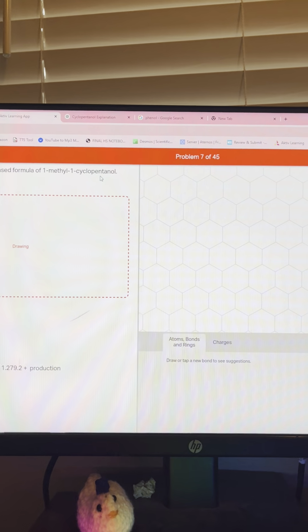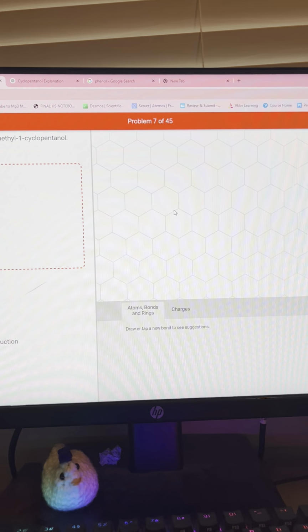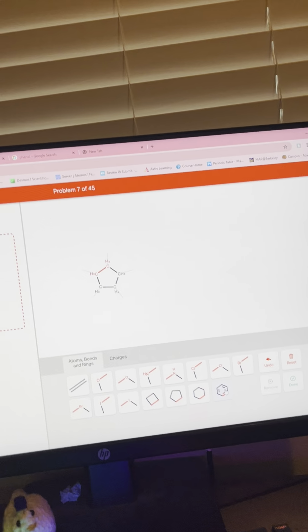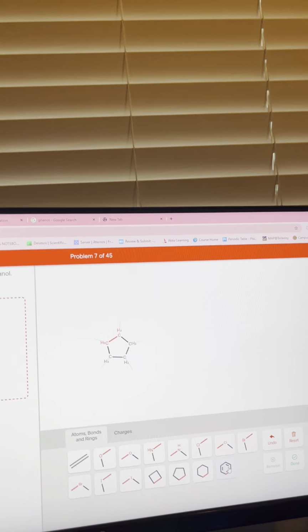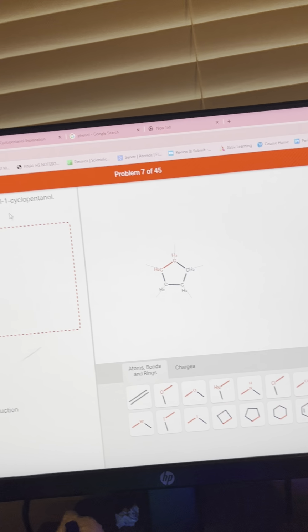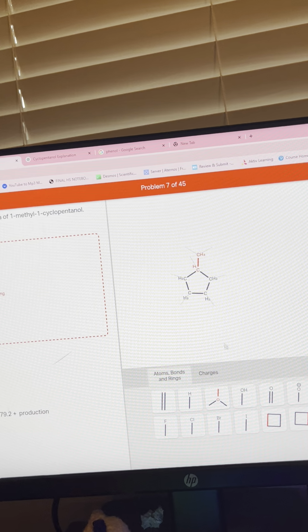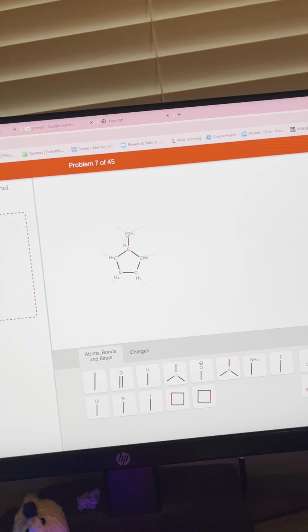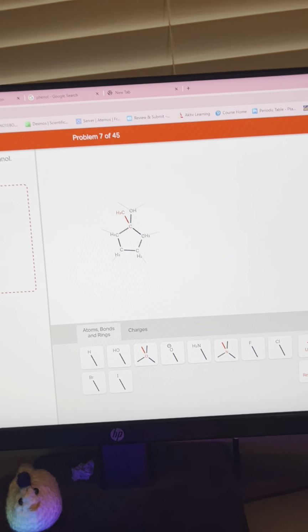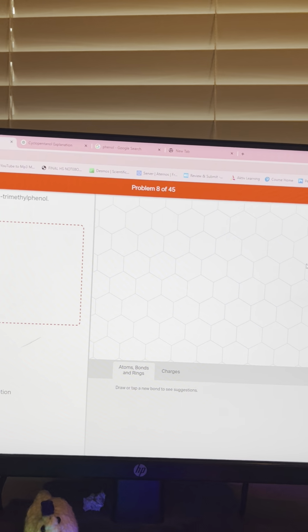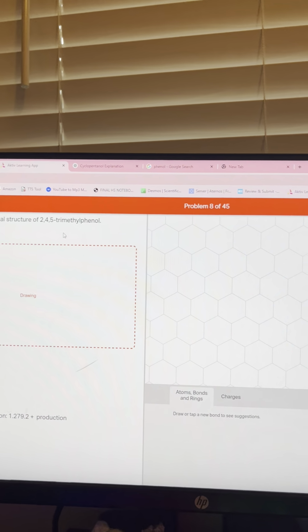Okay. So now we have cyclopentanol. So remember, if it's cyclo, that means it's an enclosed shape. So we can just do this, click this one down here. So now that's cyclopent. And then we have wherever the alcohol is, that's number 1. So if you have the alcohol right here, it says the methyl is also on 1. So that means the methyl also has to be right here. Just like that.